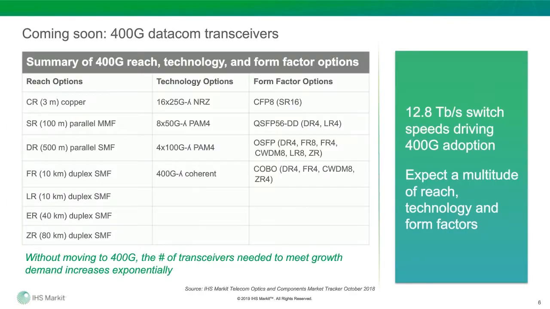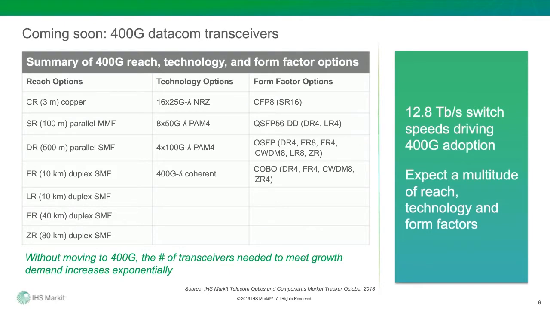Now, the race is on to deliver 400 gig pluggable optics for data center applications to match the 12.8 terabit per second switches. The first generation 400 gig CFP8s are available now based on 56 gig PAM.